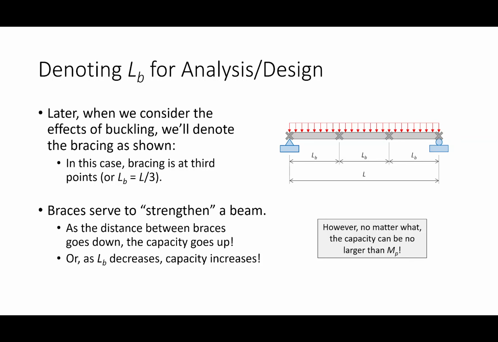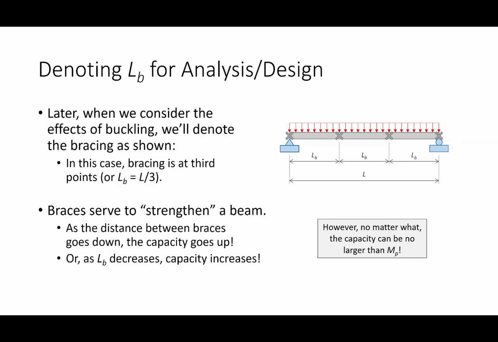So the notation that I'll use is something like this. This should be really familiar to everybody. The idea: simply supported beam, uniformly distributed load. But what I have here are these little X's, and these little X's are referring to the braces.